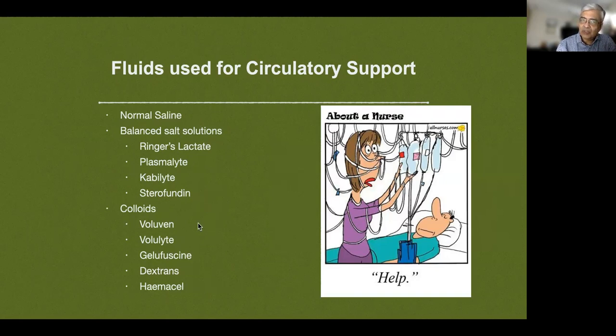You can also use colloids in case there's an acute emergency or the fluid has to be given immediately because of hypovolemic shock. You can use colloids like Voluven, Volulyte, Gelofusine, Dextrans, and Hemaxel. Most ICUs commonly use only normal saline, which is not a good practice. You should use all solutions depending on the requirement of the patient.